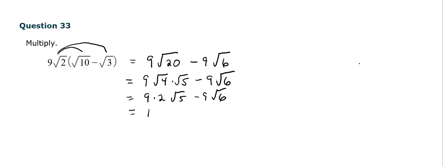9 times 2 is 18. So we have 18 square roots of 5 minus 9 square roots of 6. Since these are not like, that would be our final answer: 18 square roots of 5 minus 9 square roots of 6.